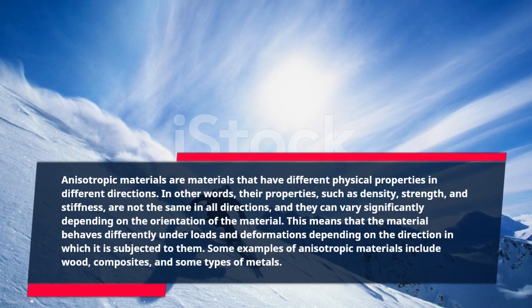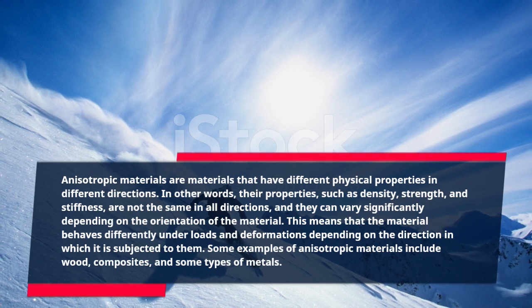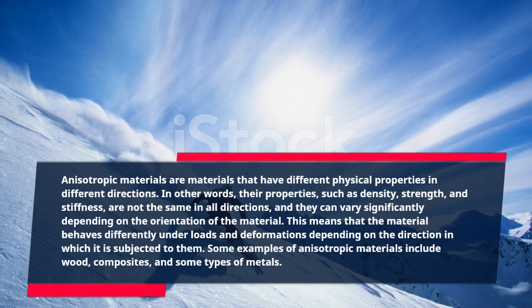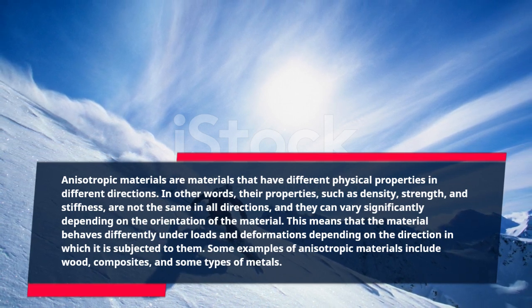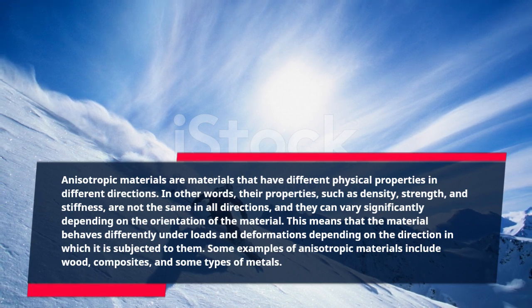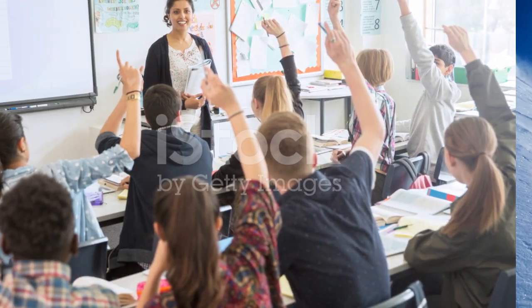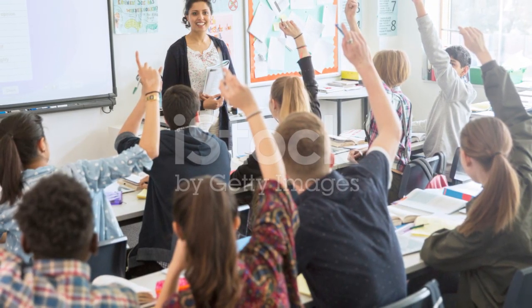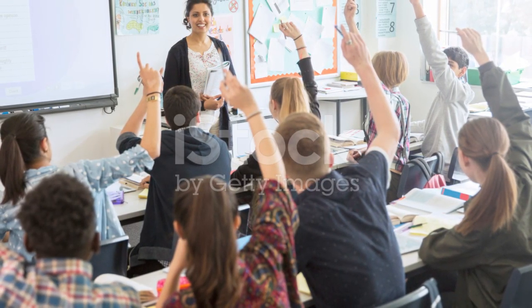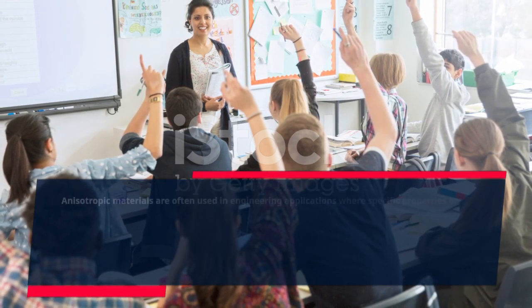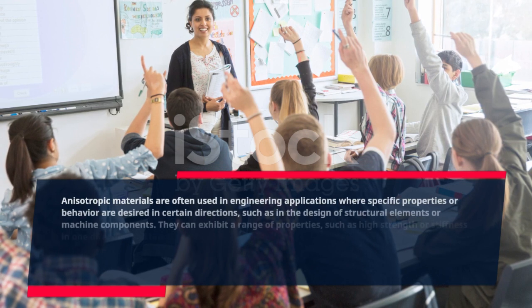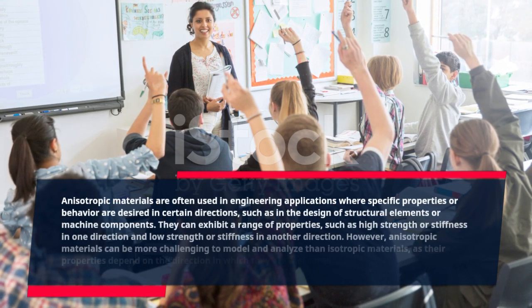This means that the material behaves differently under loads and deformations depending on the direction in which it is subjected to them. Some examples of anisotropic materials include wood, composites, and some types of metals. Anisotropic materials are often used in engineering applications where specific properties or behavior are desired in certain directions, such as in the design of structural elements or machine components.